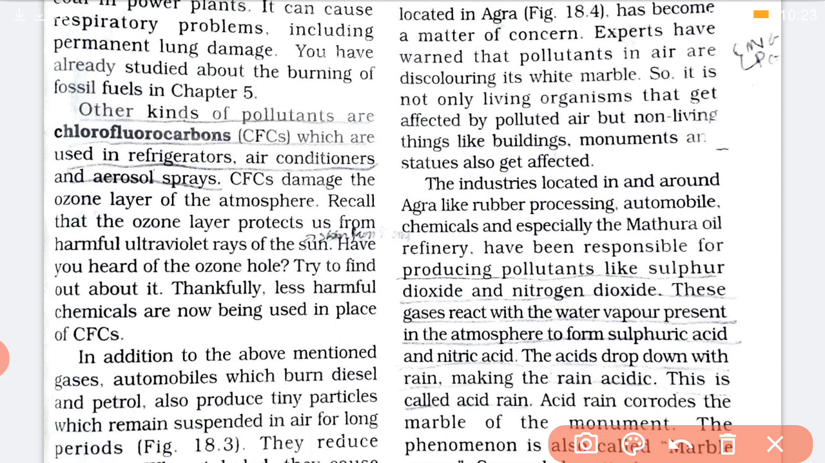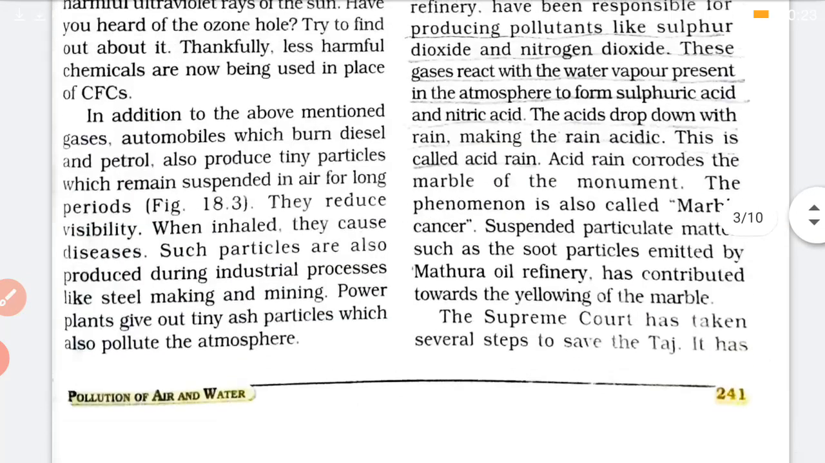The next pollutant for air is CFC, chlorofluorocarbons. What is the main reason for air pollution by chlorofluorocarbons? They are damaging the ozone layer. The ozone layer is a protective layer around the earth which is preventing us from the ultraviolet rays of the sun. Yes or no? So if this ozone layer gets depleted, then what will happen? The harmful rays of the sun will reach the earth, and again we will have many diseases like skin cancer and all. So this pollution of the air is causing a threat to human beings.